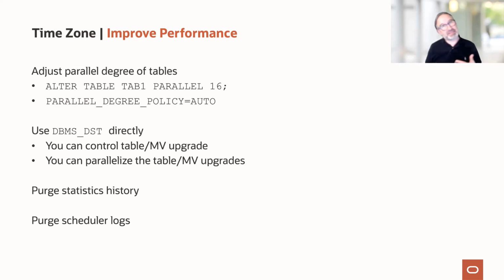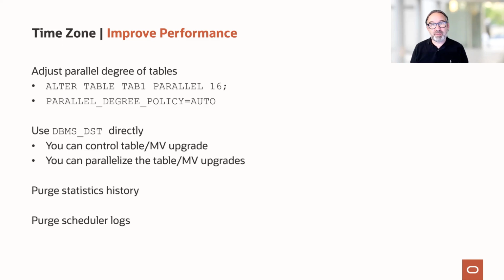And here, sometimes when you have really a lot of time zone data, it could be key to improve the performance of that change. To be very frank with you, the scripts are not super optimized. So one thing which could help is you change the parallel degree of the table. You may change it back afterwards, just take a note. So this allows multiple workers there. Or you change parallel degree policy to auto, that can help as well.